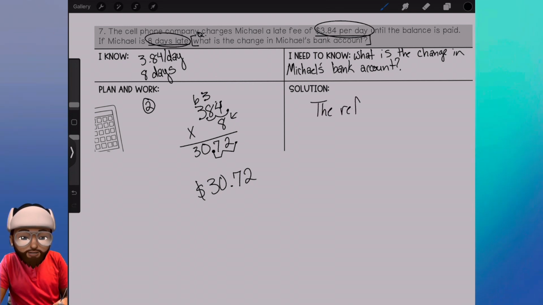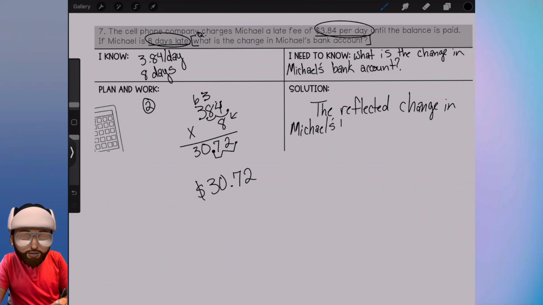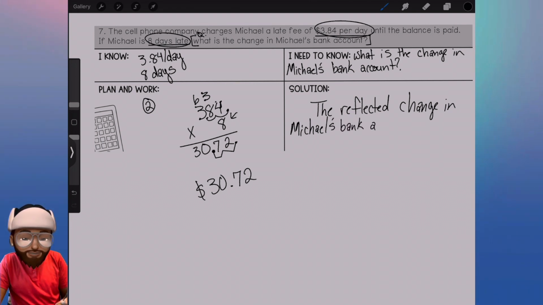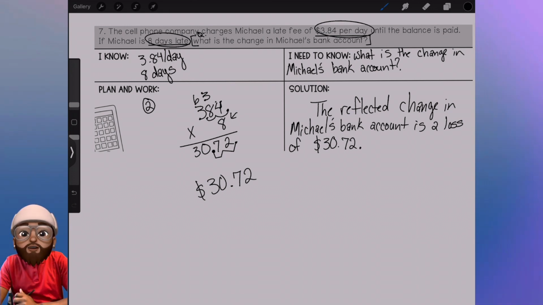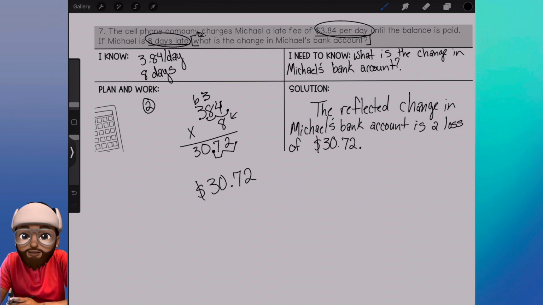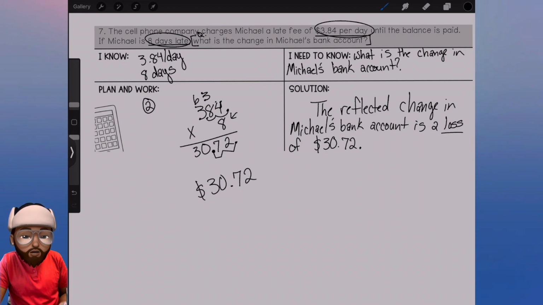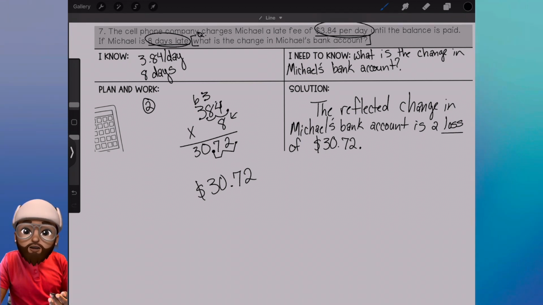So here in our solution, let's write this in a complete sentence. The reflected change in Michael's bank account is a loss of $30.72. Now, the way that we can represent the loss or the negative that this is going to be is through our keywords, which is loss. So we used loss instead of putting a negative 30 and 70 cents.